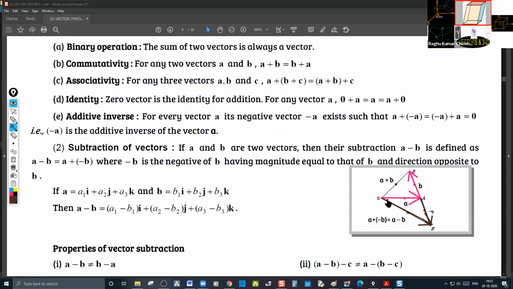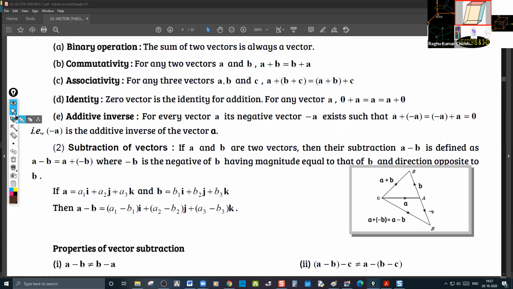What happens now? This is A bar, this is minus B bar. So OB dash bar is A bar minus B bar. OB bar here is A bar plus B bar, and OB dash bar is nothing but A bar minus B bar. So there's no difference between addition and subtraction, except that B bar is to be extended backwards because we want to see it as a negative vector, minus B bar. So there is nothing more to discuss about the subtraction of vectors.